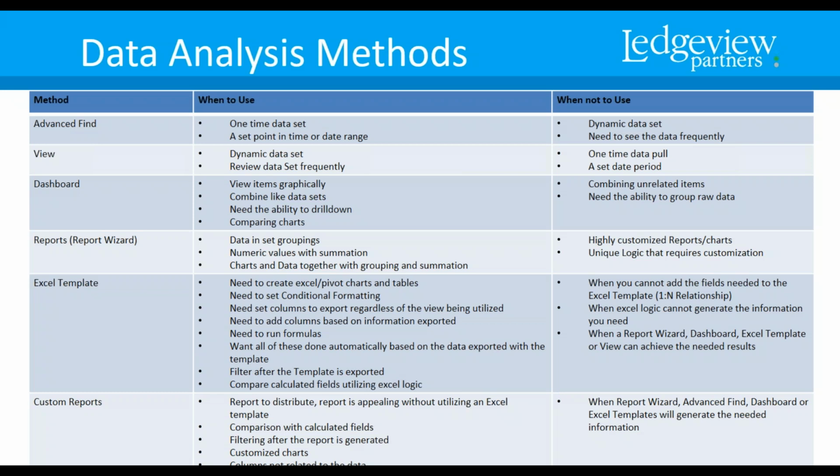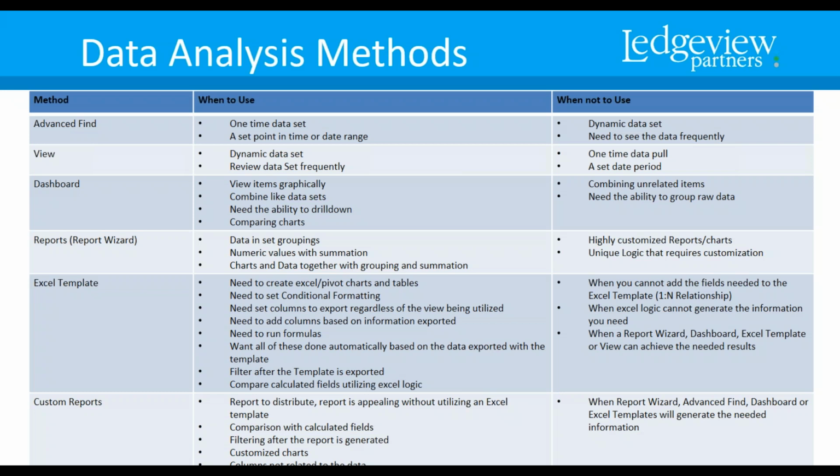You can do up to 3 groupings. You want to do numeric values with summation. You want to be able to do charts and data together with those groupings and those summations. Okay. Highly customized reports and charts, unique logic that requires customization, that's going to be a custom SSRS report. Okay, that's at the bottom there. Not going to use a report wizard report for that.